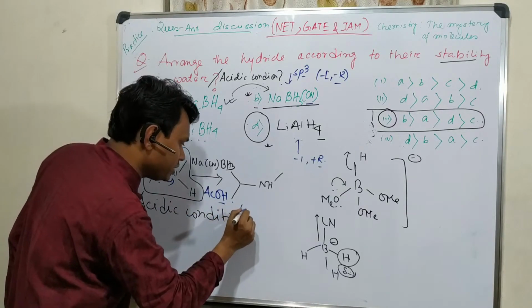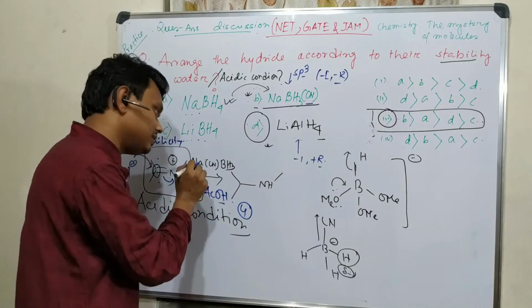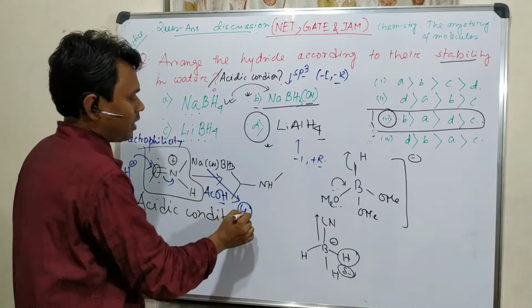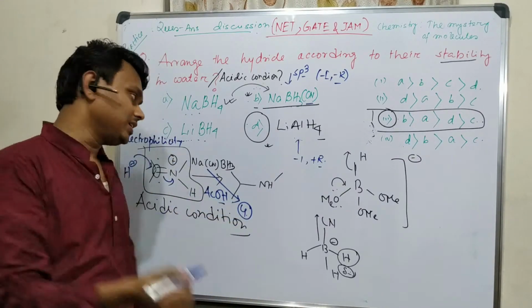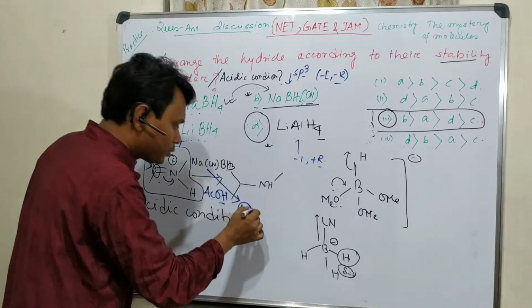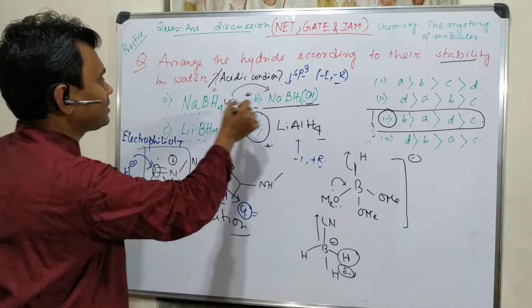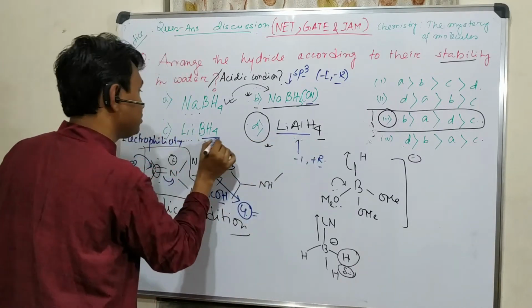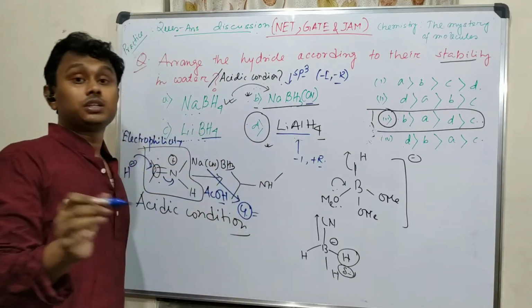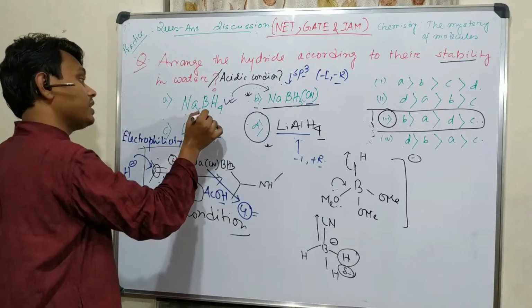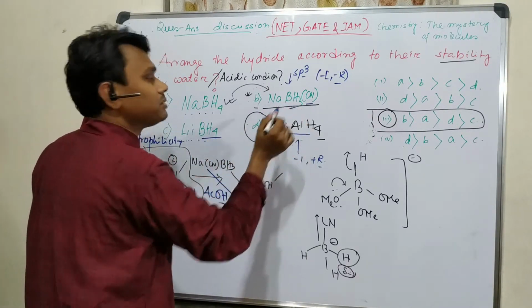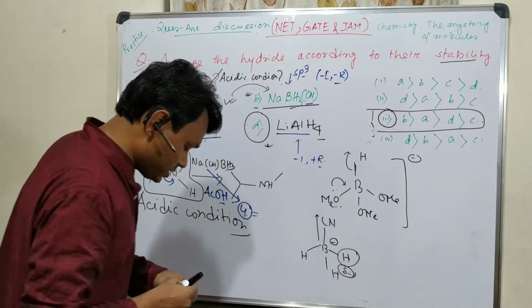So up to pH 4, this sodium cyanoborohydride can survive. If you reduce pH further, it will decompose. All the other hydrides cannot stabilize in this condition. Even lithium aluminium hydride or lithium borohydride will react violently under this acidic condition. Sodium borohydride will react, but not as violently, and this one will be stable. So this is the uniqueness of this question.